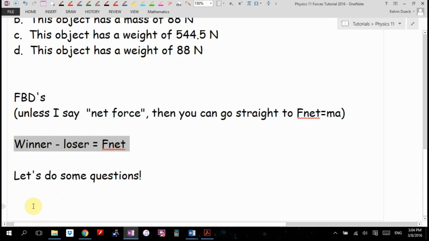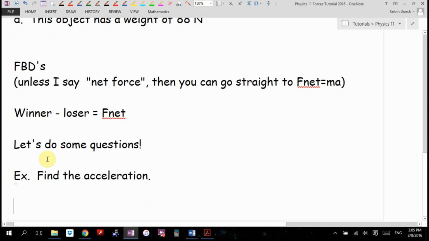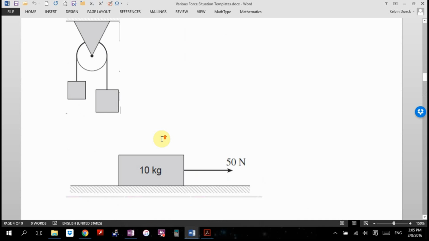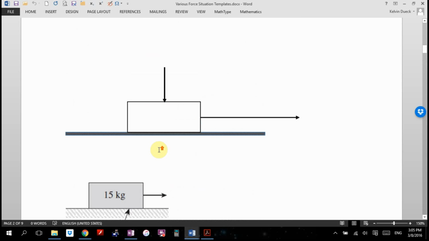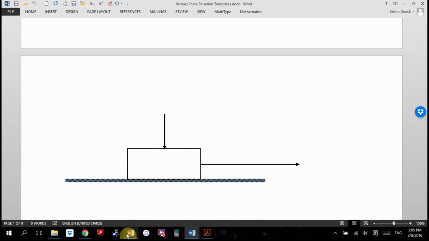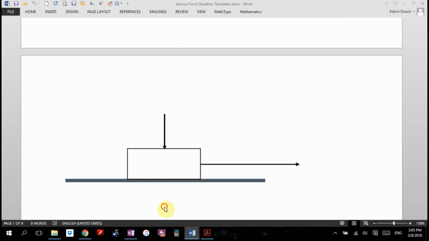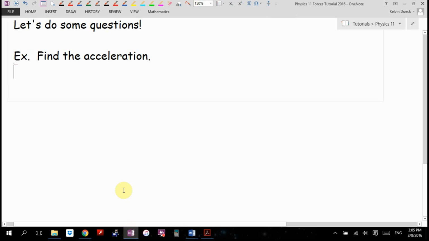So, let's do some questions. Find the acceleration. We don't have a picture, Mr. Dewick. We will in a second. Sure. You know what? Let's get, hey, there, a nice generic blank one. You know what? I think I could even go like this. Copy. Hey, clever boy. Paste.